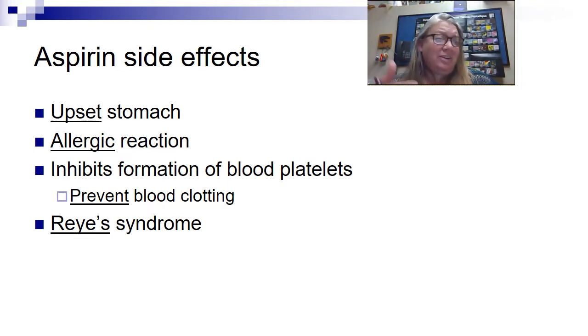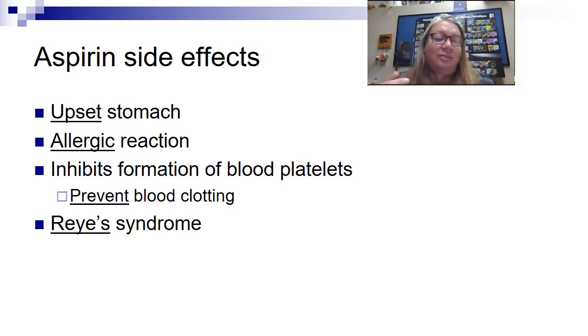It's usually within kids. What will happen is that it causes a swelling of the brain, damage to the liver, confusion, irritability, nausea, lethargy. It can be lethal. It's a very rare disease. And so that's why they always say don't give aspirin to kids. So don't be confused. When it says a baby aspirin, it does not mean that the aspirin is for babies. It just means it's a smaller dose.